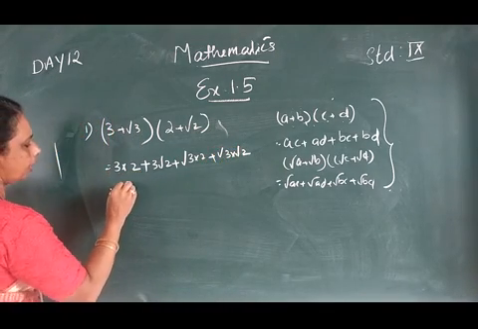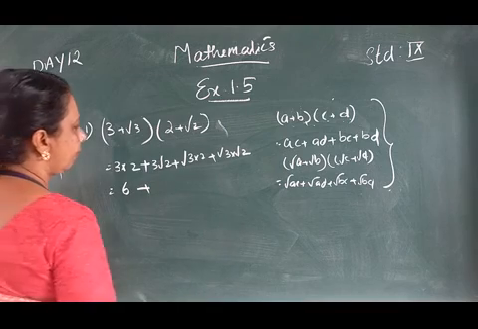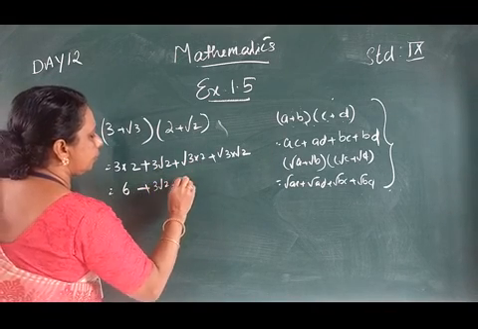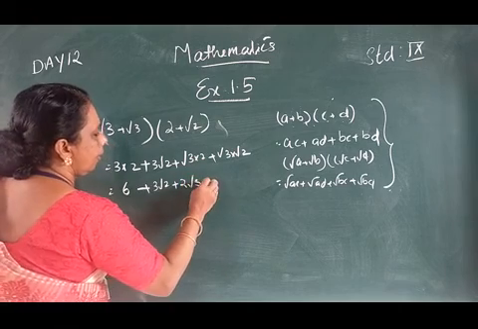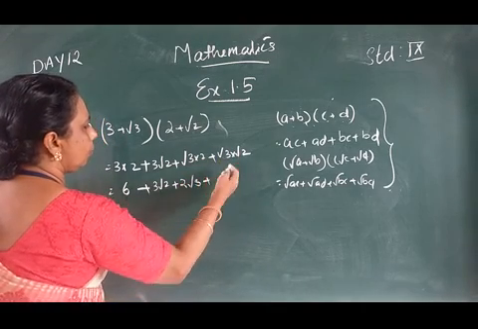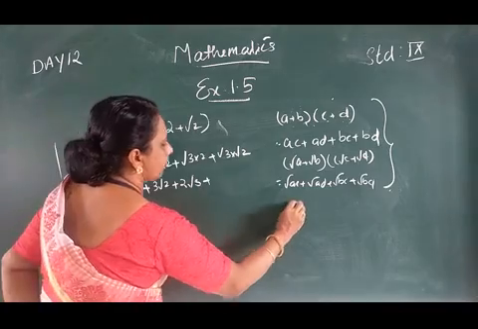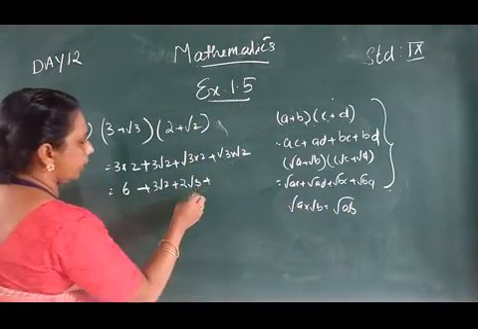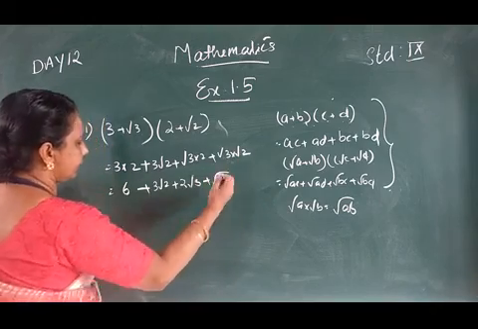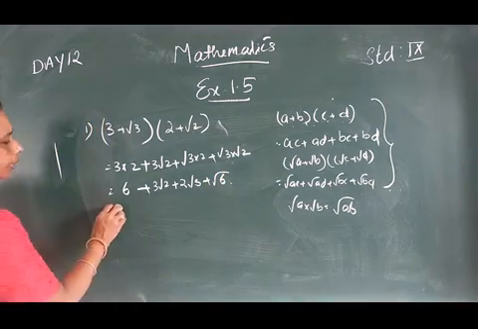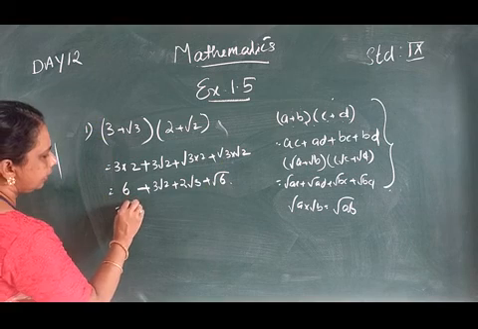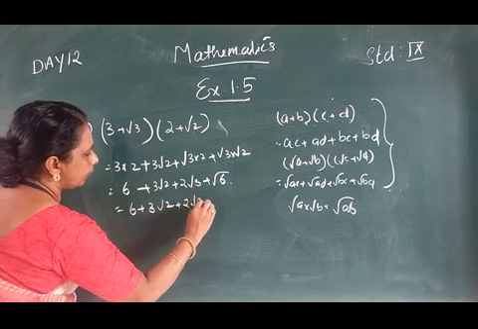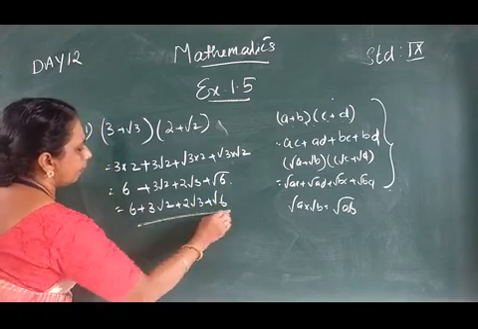That is equal to 3 twos are 6, plus 3 into root 2, 3 root 2, plus root 3 into 2, you can write 2 root 3, plus root 3 into root 2. Root A into root B, you already said, is equal to root of AB. So we can write root of 3 into 2, that is root 6. So we can write 6 plus 3 root 2 plus 2 root 3 plus root 6.